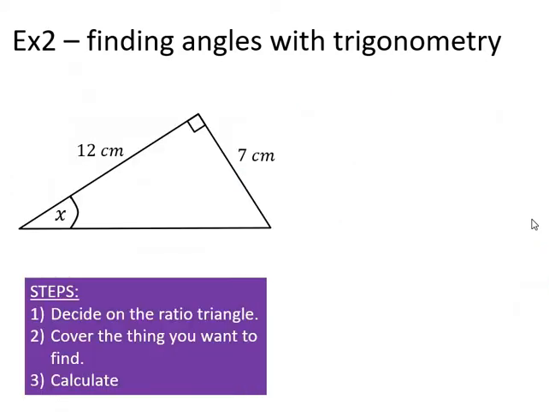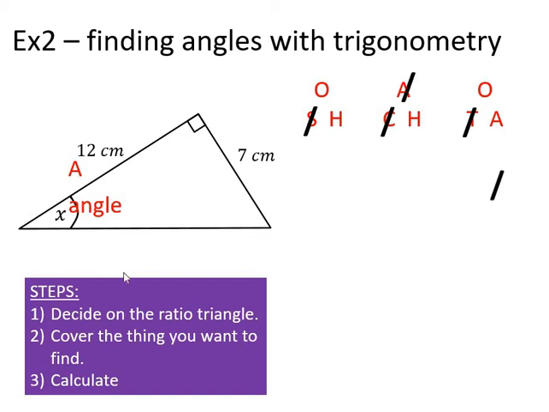We'll do another example. So here's example 2. I've been given a right angled triangle, and I've been given side lengths of 12 centimeters and 7 centimeters, and I want to find this angle here, x. So my first step is to decide on the ratio triangle. So using SOHCAHTOA in the top corner, I want to find my angle, so I tick off my SCT. I've been given the adjacent. This is the adjacent because it's running through the angle, it's next to the angle, but it's obviously not the hypotenuse because that's the longest side down here. So I'm going to tick off the A's. And I've also been given the opposite, opposite the angle, so I'm going to tick off the O's.